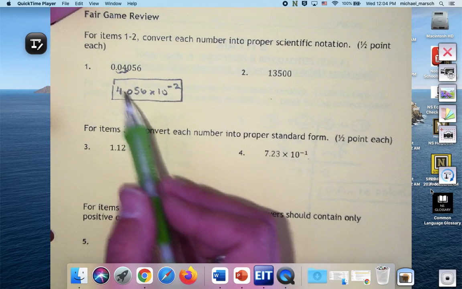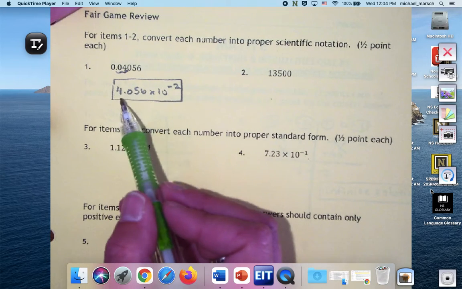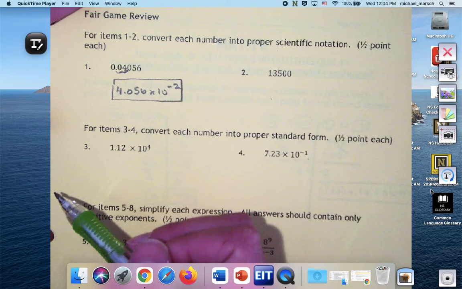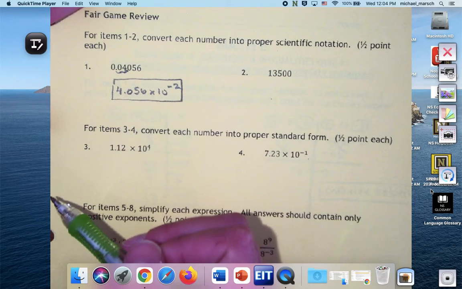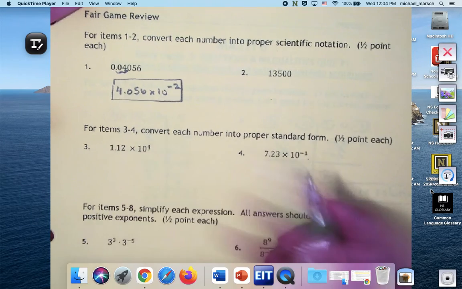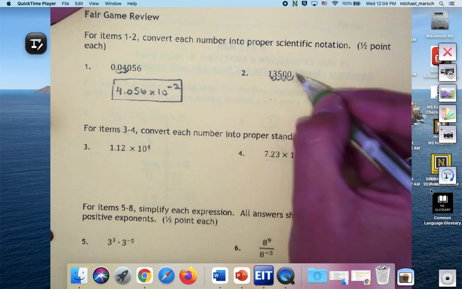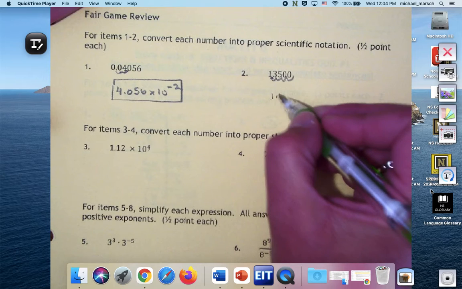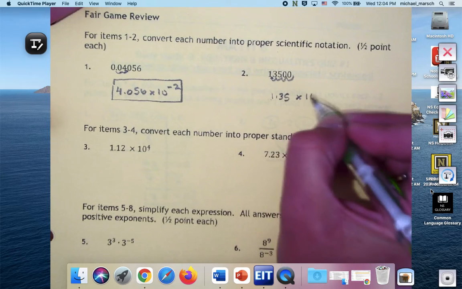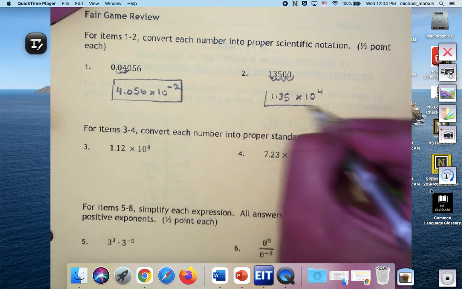And your decimal has to be after 1 digit. Do you guys remember that rule? A single digit? Sure. Yeah, I remember that. So then I'm going to put my decimal here, 1, 2, 3, 4, to get it to the back of the number. 1.35 times 10 to the positive 4, because it goes to the right.